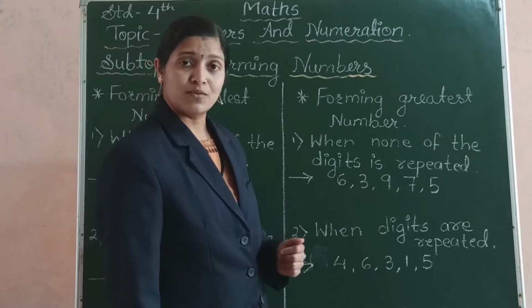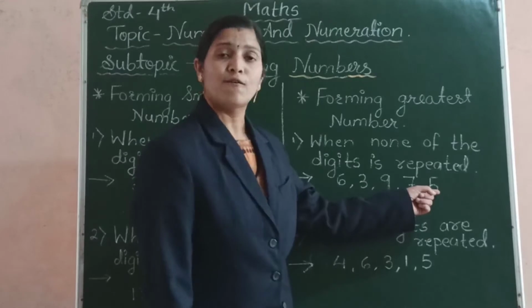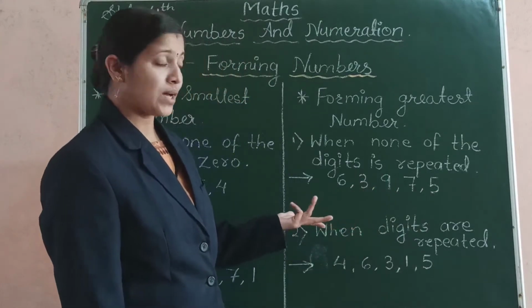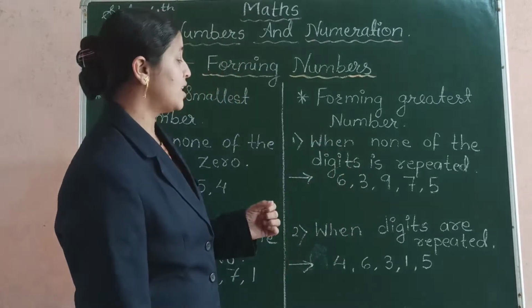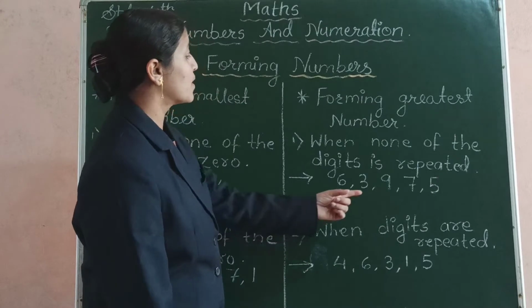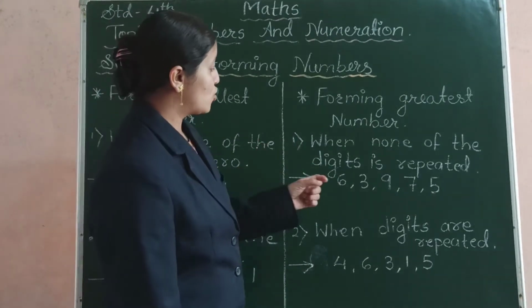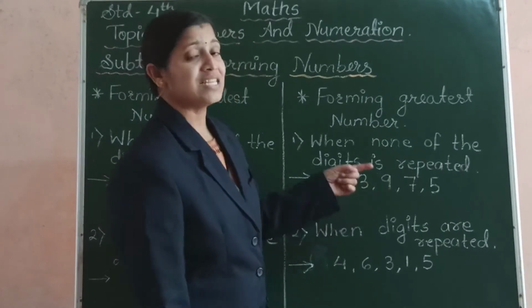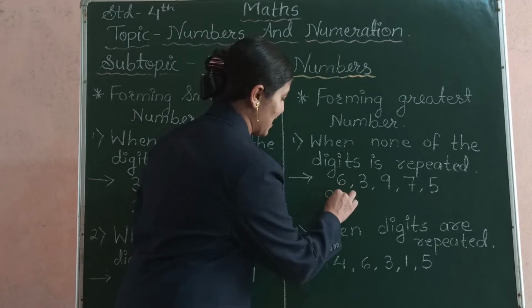5 digits are given to us. They are 6, 3, 9, 7, 5. So how are we going to arrange them? We are going to arrange them in the descending order, that is from the greatest digit towards the smallest digit. So in these digits we have to find out the greatest digit. We can see that 9 is the greatest digit in these digits. So I will place 9 over here.